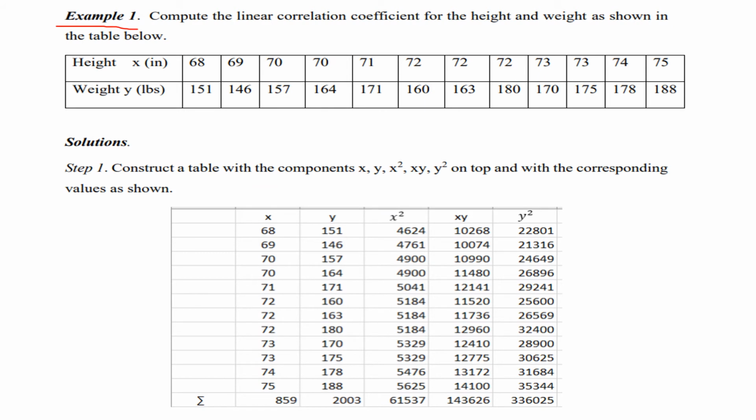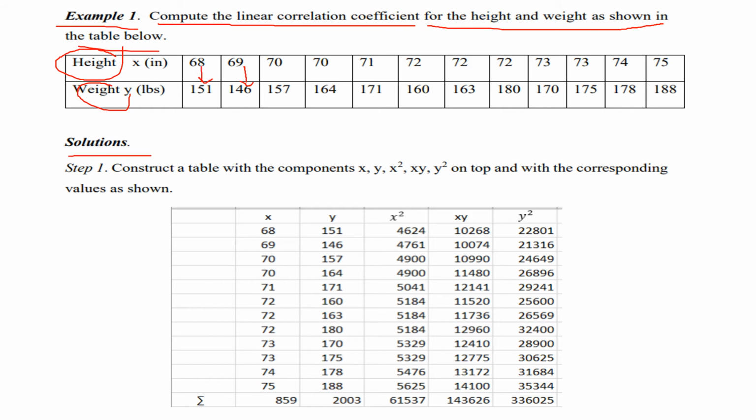So for example number 1, we're asked to compute the linear correlation coefficient for the height and weight as shown in the table below. There is a given value of height and weight, so there is a corresponding value of x and y here. In each value of height, there's a corresponding value of weight. So for the solution, we simply tabulate the given values for your height and weight, or your x and y variables.